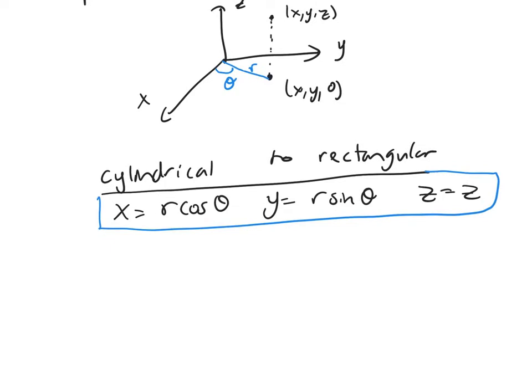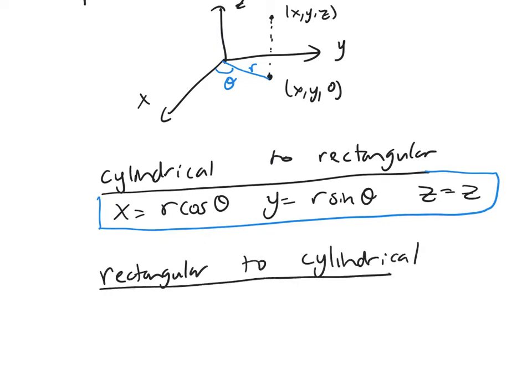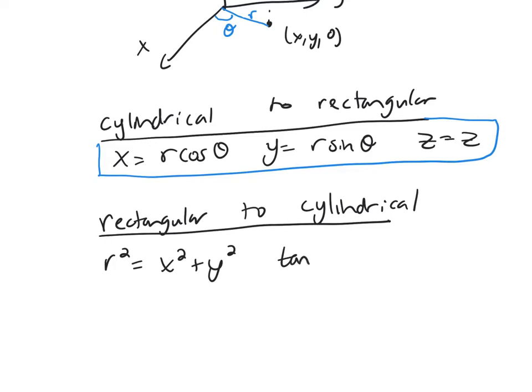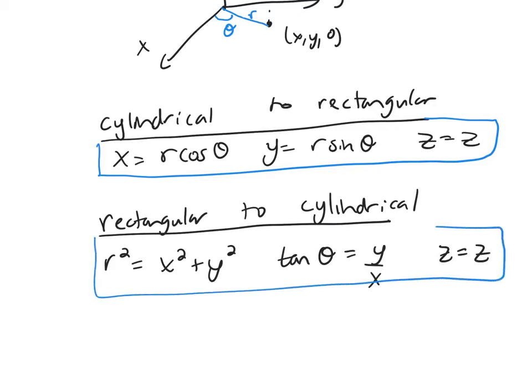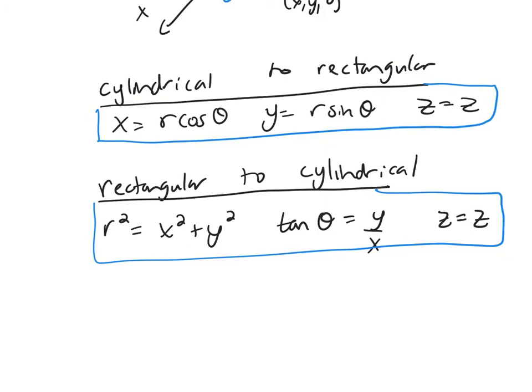And how do I convert the other way, from rectangular to cylindrical? Well, you're going to have r squared. It was a right triangle, so r squared is equal to x squared plus y squared. If you go back to that triangle, you'll see that tangent theta is y over x, and again, the third coordinate is the same in both systems. So there's my way to convert from rectangular to cylindrical. So now that I have these conversions, the next thing we're going to do is convert some points between these two systems.